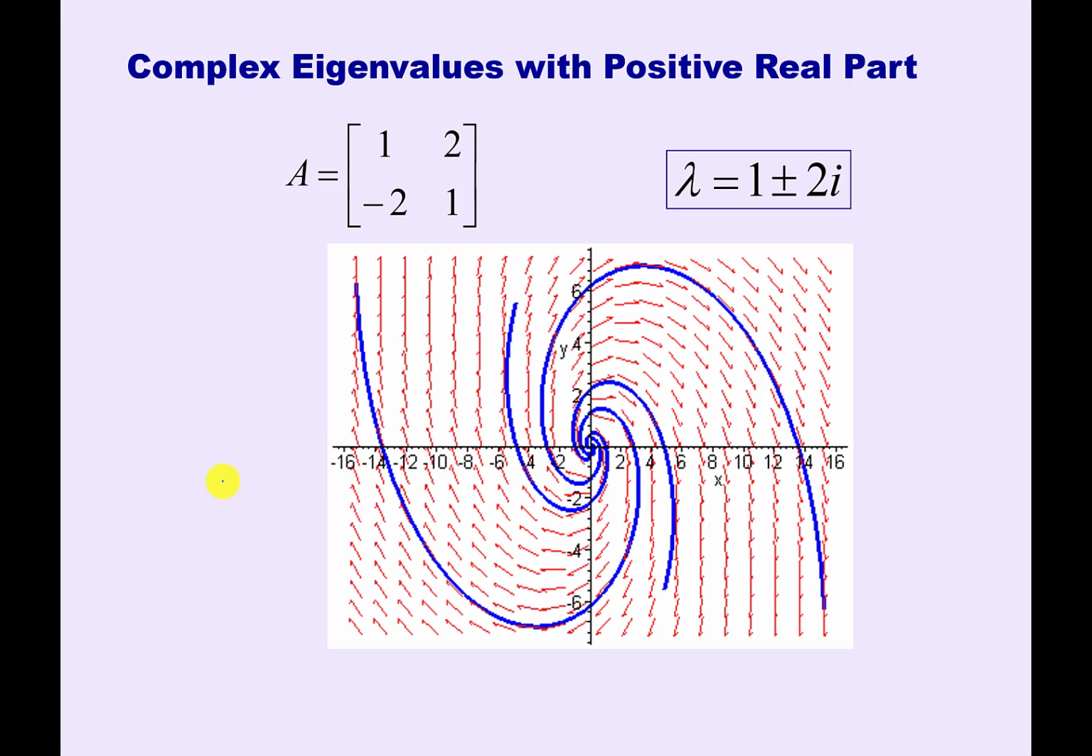And so this is an unstable equilibrium solution, and that was because it had a positive real part, so it had that exponential that's going to increase. This is then called unstable. Okay, let's look at one more example.